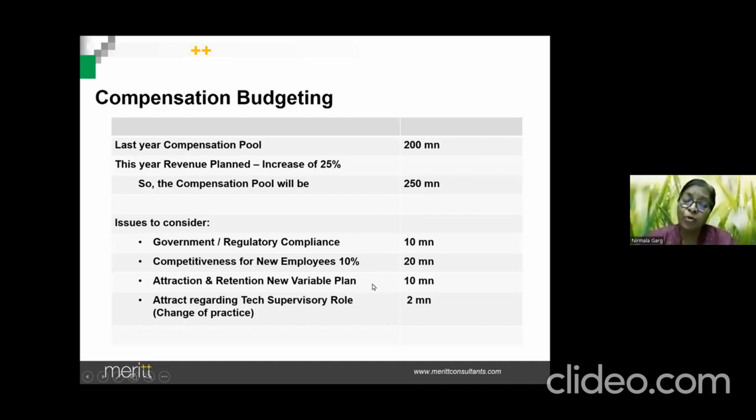Again, I have to have a new variable pay plan. I'm looking at pay plans and I felt that last year they were not very effective. So to attract and retain the right kind of people, I'm saying here I have to increase it by 10 million. I'm just taking figures. So you have to iterate. Now again, I have a supervisory level for which there are certain practices I need to change. I'm saying again, I want to increase it by 2 million.